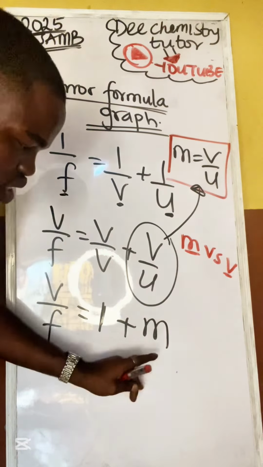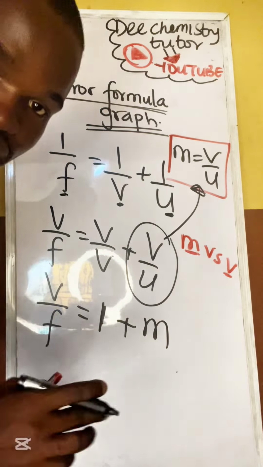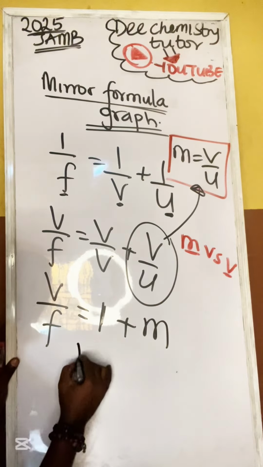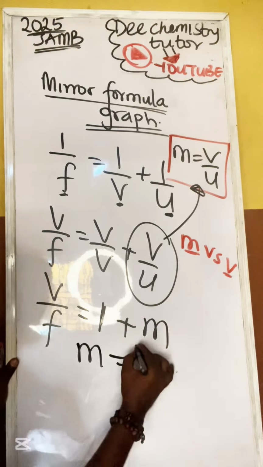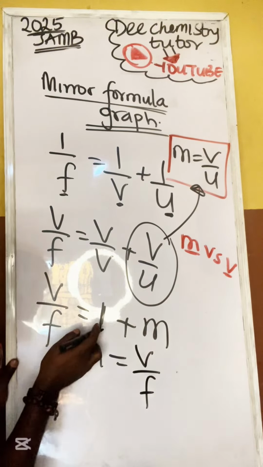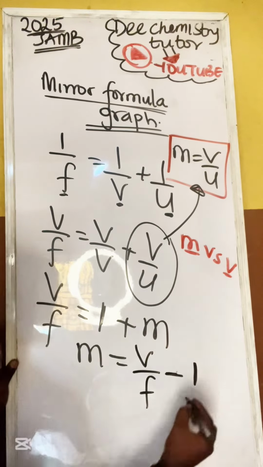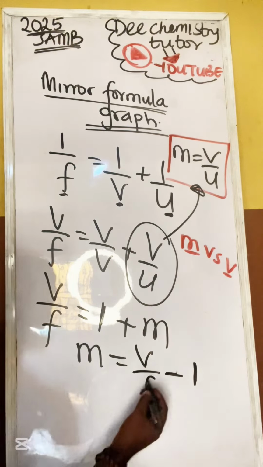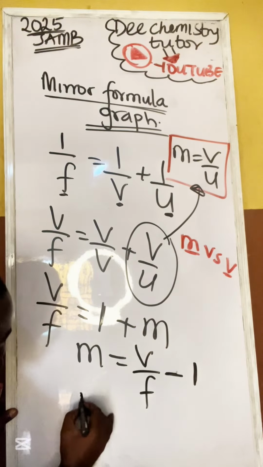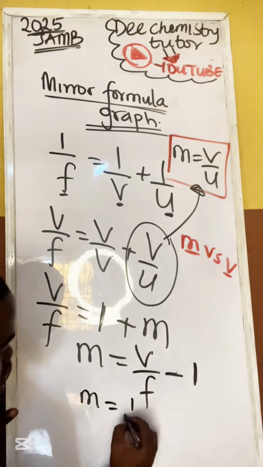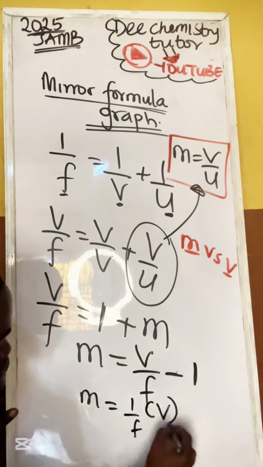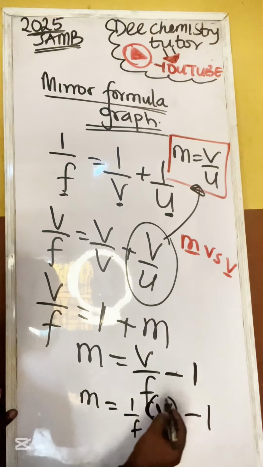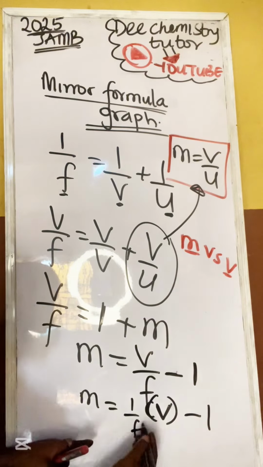Now, don't forget, they asked me to plot m against v, abi. Now, it's not complete because this is basic stuff. If I want to make m the subject of the formula, I will say m equals what? v over f, and this one will come here, minus 1. Okay, now this is just normal mathematics, such that I can say m equals 1 over f times v, abi, minus 1. It's still the same thing. I just want to bring out the v outside. Okay, now from here, what do you observe?